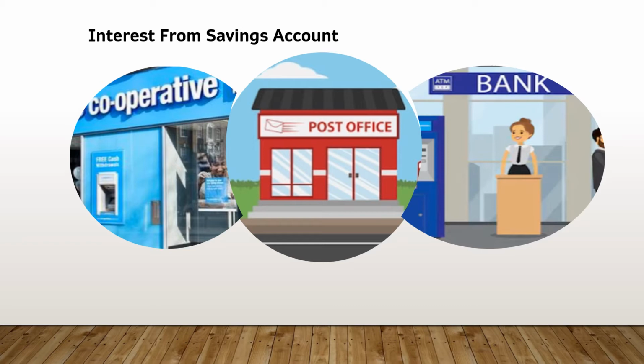Interest from savings account. You may have a savings account in a bank, in a post office or in a cooperative bank, etc. In a year, whatever interest you receive from a savings account must be consolidated and shown in your income tax return under the head income from other sources, and there is a small deduction for the interest you earn from savings account. It is dealt under section 80TTA. Let's have a look at it.